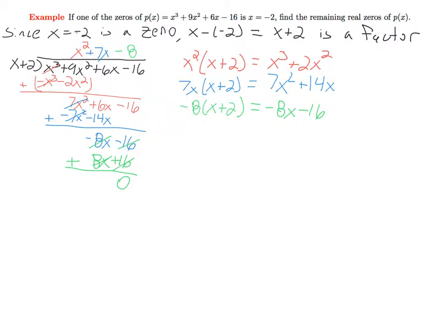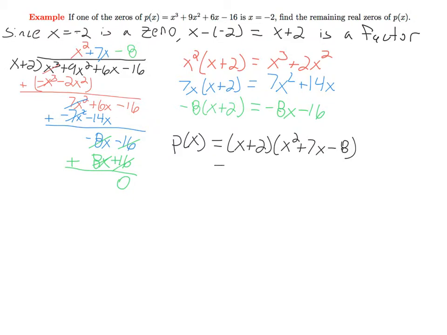Great. So what this means is this polynomial, p of x, we can write as the factor x plus 2 times x squared plus 7x minus 8 plus our remainder of 0. So we've got it factored into the linear factor and this quadratic factor. And now we can try and factor it further.